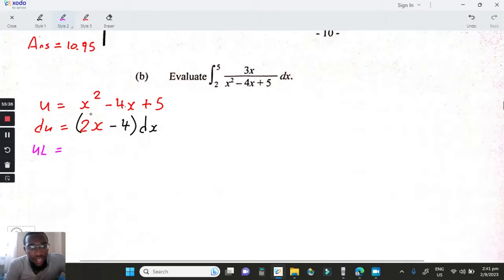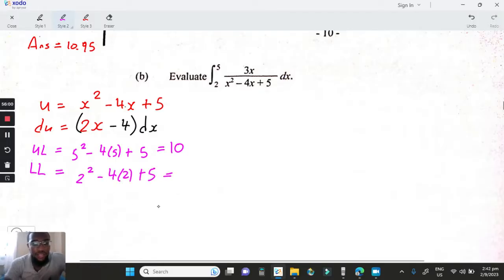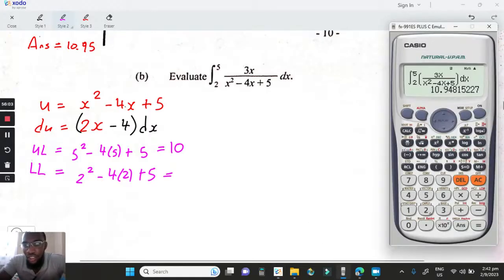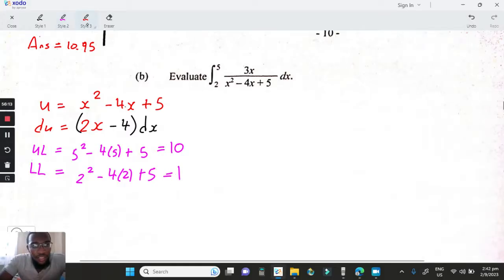When x is 5, I plug 5 in here. So 5 squared minus 4 times 5 plus 5. 5 squared is 25, plus 5 is 30, minus 20 is 10. Then for my lower limit, I plug in the 2. 2 squared is 4, minus 4 times 2, plus 5. This is a headache, too much calculation fresh off the summer, so I'm going to use a calculator. That's now 1. Now, what else changes?